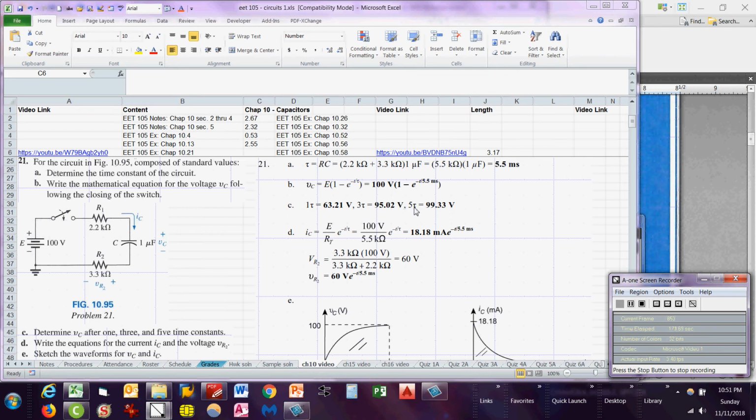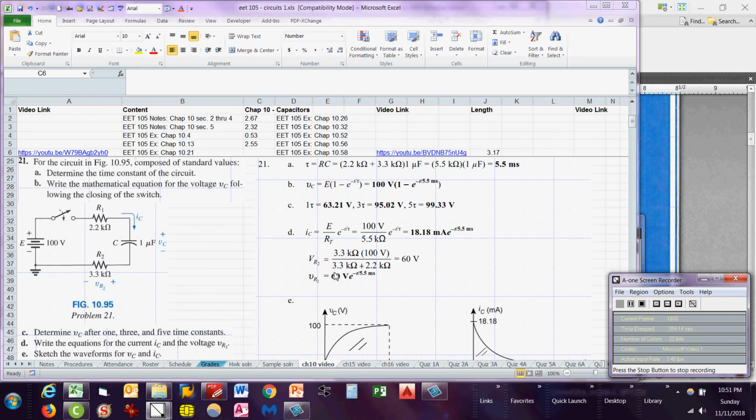Now, let's go on to the next part. Part D, write equations for the current IC and the voltage VR2. So IC is going to be this voltage I gave you for the charging of the circuit. When you put that in, this is the equation you get. Again, it doesn't ask you for a specific time, so you just have to leave it written with the time in as shown.